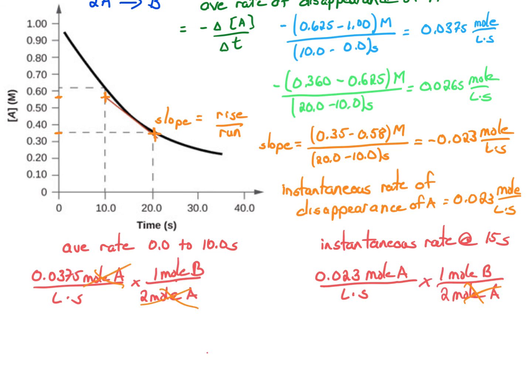And we can crunch out these numbers. 0.0188 moles per liter per second, and in the second case 0.0120 moles per liter per second.